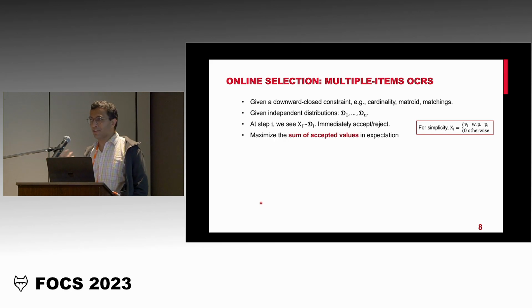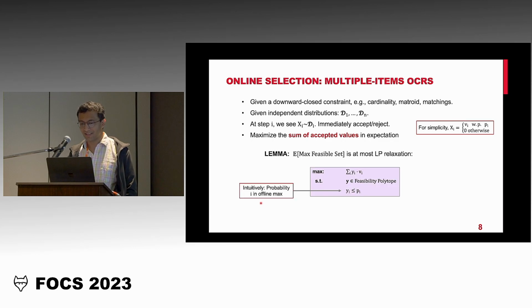At step i, you're going to see the realization of this ith random variable. You have to immediately select or reject. And the goal is now to maximize the sum of the accepted values. Remember, earlier I was only taking one value, so I was just interested in maximizing that value. Now I'm interested in maximizing the sum. And of course, I can only take a subset of elements as long as they are feasible. They satisfy my cardinality constraint or my matching constraint, whatever the setting is.